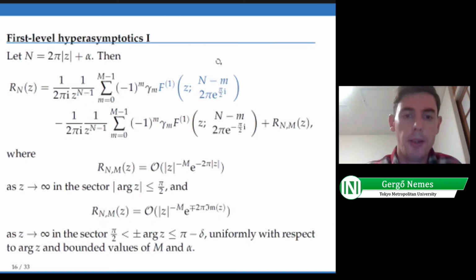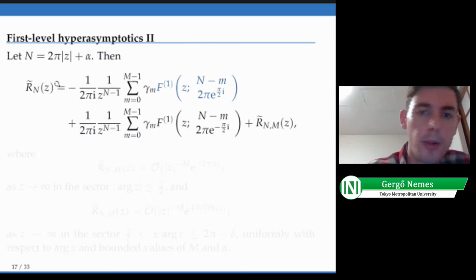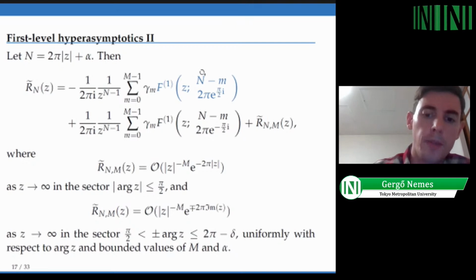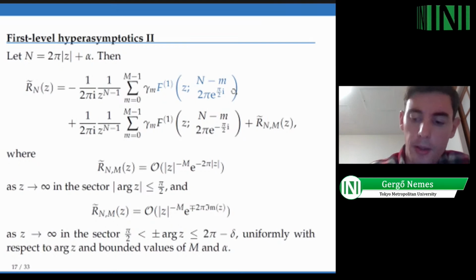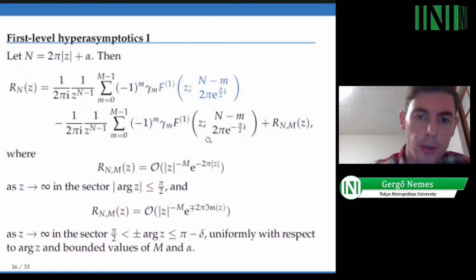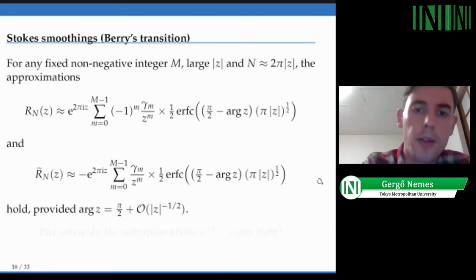Similar expansion for the remainder of the reciprocal gamma function. With optimal truncation, we have these estimates. On the positive imaginary axis, this function will control the Stokes phenomenon. And after using this approximation, focusing locally on the neighborhood of the Stokes line, we can replace the C function by this approximation. Neglecting error terms, we end up with this clean result.